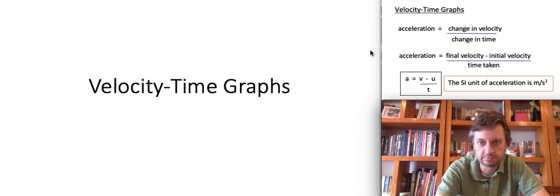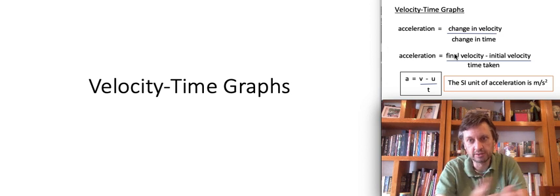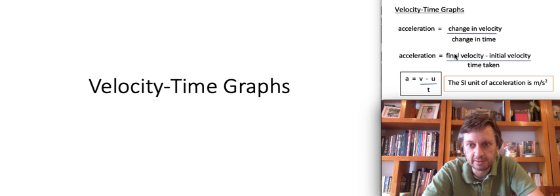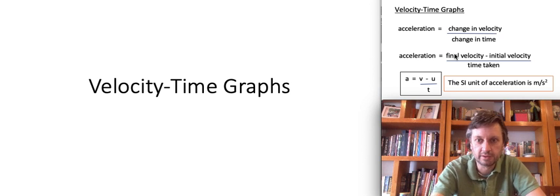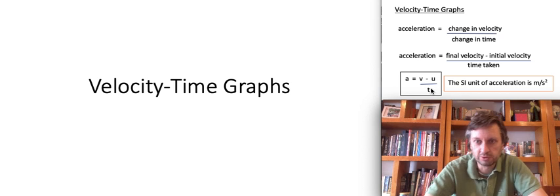Or another way of looking at it is acceleration equals your final velocity minus your starting velocity divided by the time it took. In symbols, the same thing, a equals v minus u over t, where a stands for acceleration, v is final velocity, u is starting velocity, and t is time taken. And finally, it's very important you understand that the unit of acceleration is the meter per second, which we usually refer to as the meter per second squared.